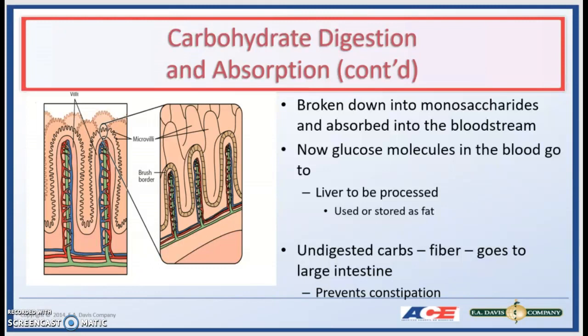So any of the carbohydrates that are undigested go into the large intestine, and then the large intestine ultimately adds bulk to your food and gets passed out.